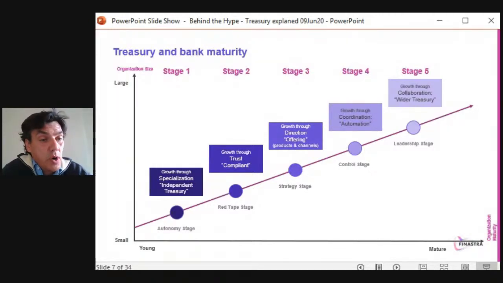And then because you are growing, the regulators come, and this is where you have to become really trustable. You have to become compliant. And then, very often, because you are growing, you want to have a different offering. So this is where you have to think about your strategy. Because you are growing, the next stage would be automation. What can I do to become more automated? And then you have the ultimate treasury, I would say, which is really the leadership stage.